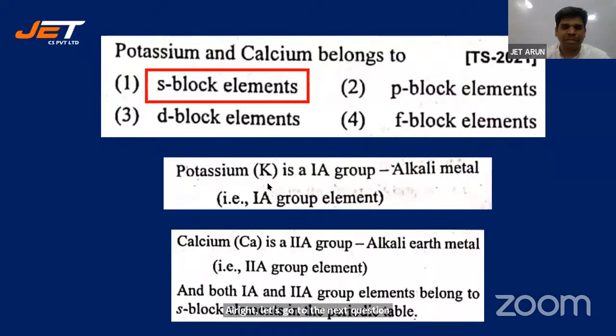Okay, here is the statement. Potassium is a first A group alkali metal, whereas calcium is an alkaline earth metal, and both of these 1A and 2A group elements belong to S block elements in the periodic table. All right, let's go for the next one.